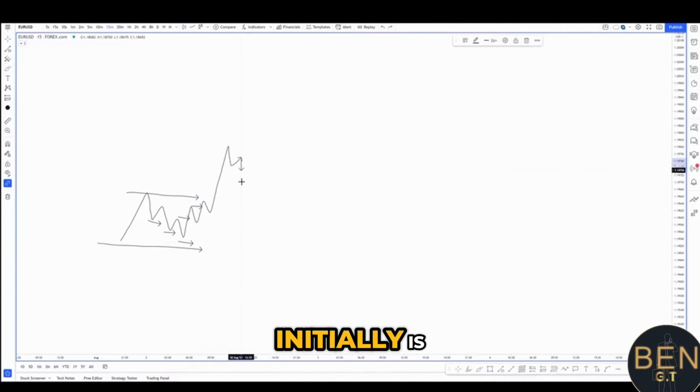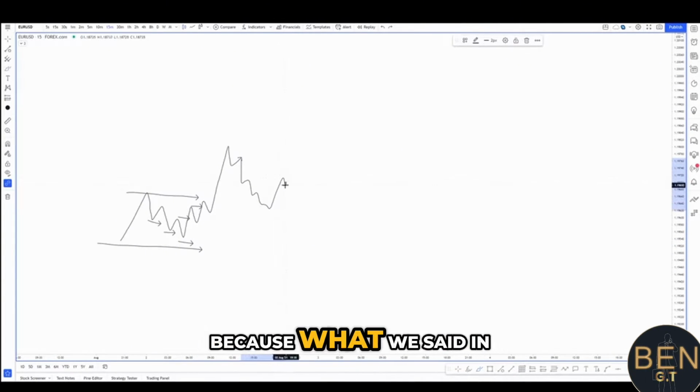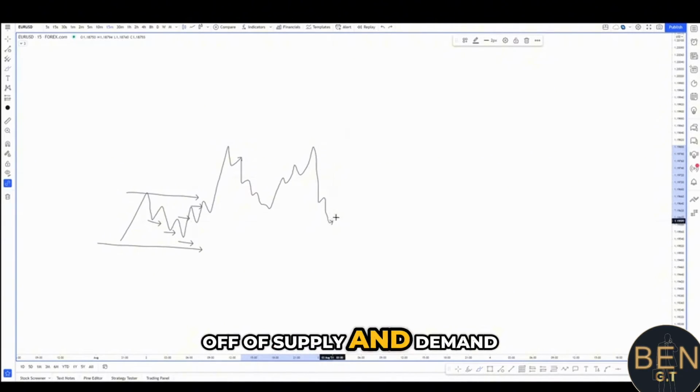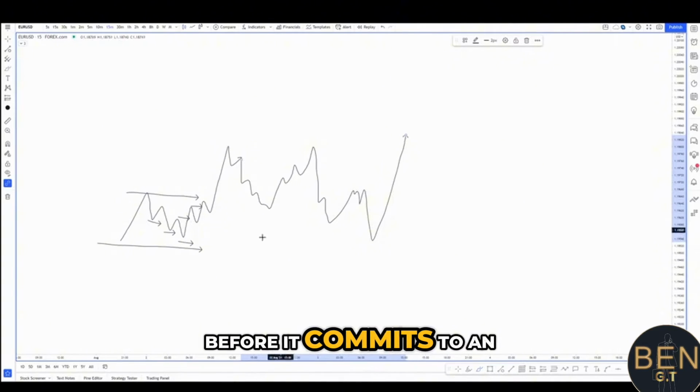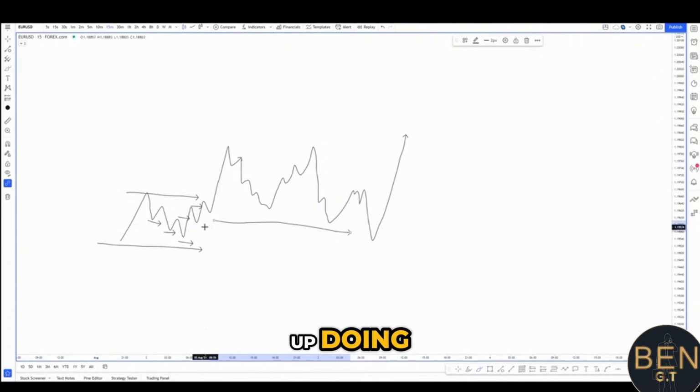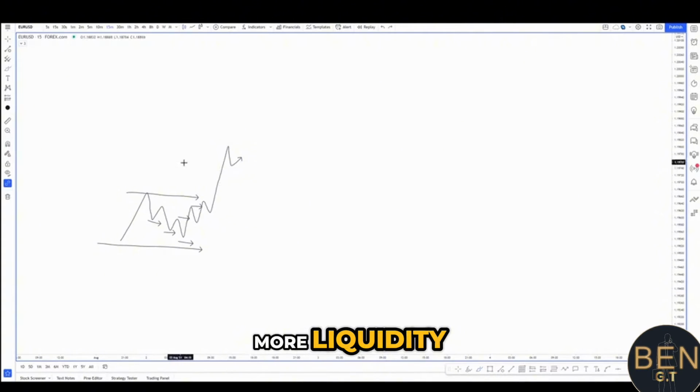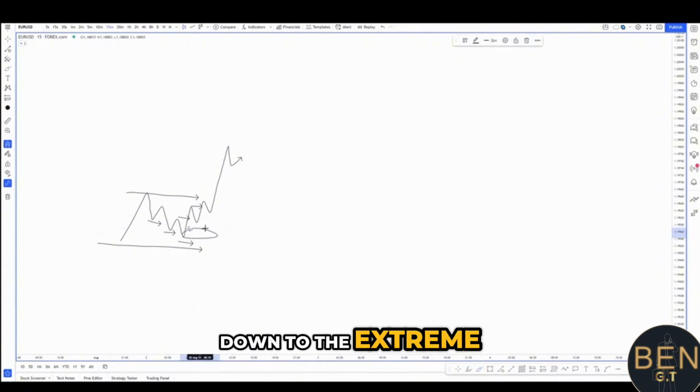But what we could see initially is we could get a reaction, because what we said in many videos is that price may react off of supply and demand zones before it commits to an extreme. And what does this end up doing? It just ends up building more liquidity for price action to come down to the extreme.